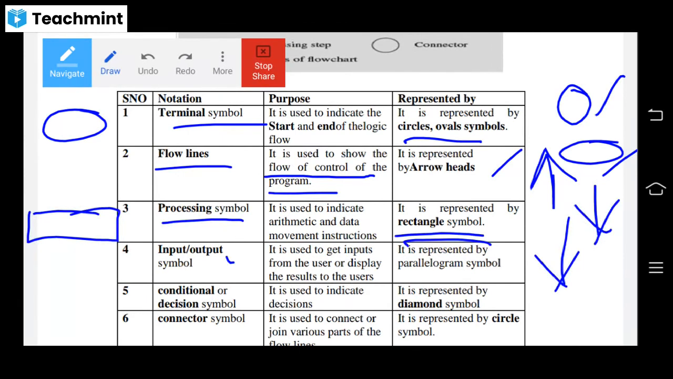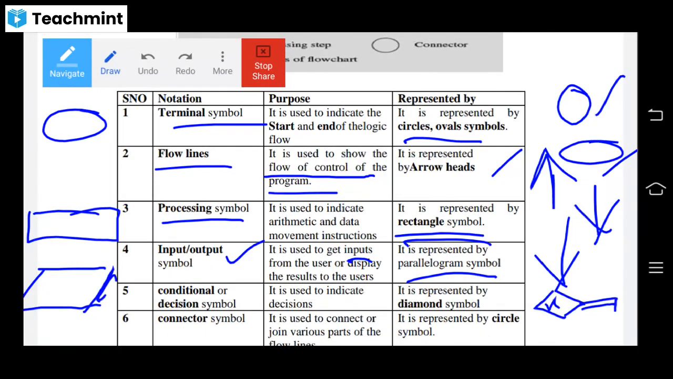Next we go through the input and output symbol. Its purpose is to get inputs from the user or display the results to the user. It is represented by the parallelogram symbol, just like this. Next we go through the conditional or decision symbol. Just see here the decision: if x is greater than y, print x. Otherwise, print y. It is shown like this.